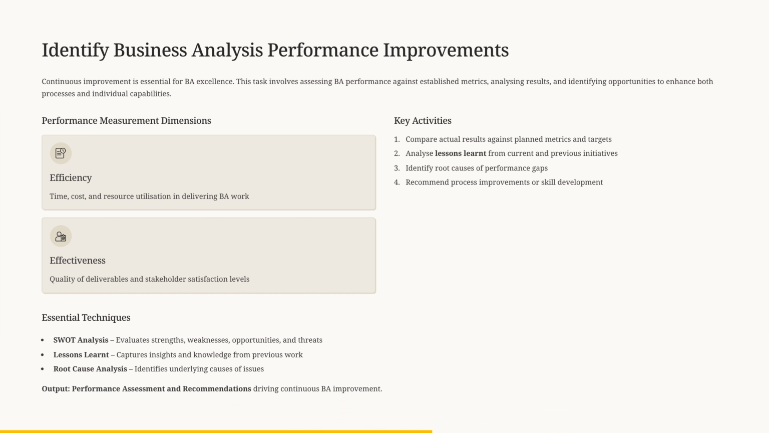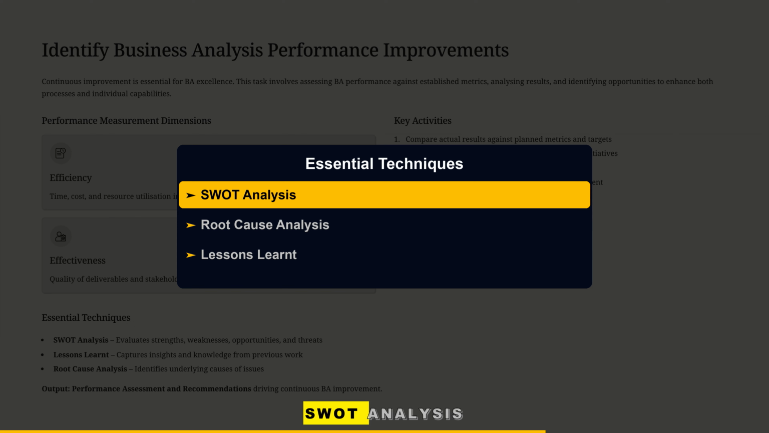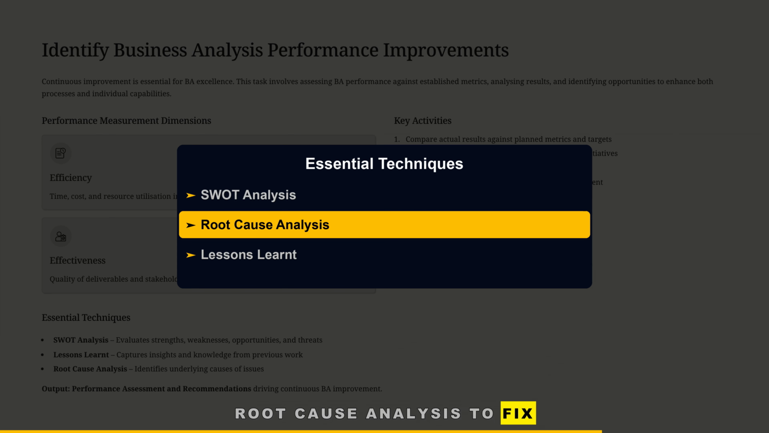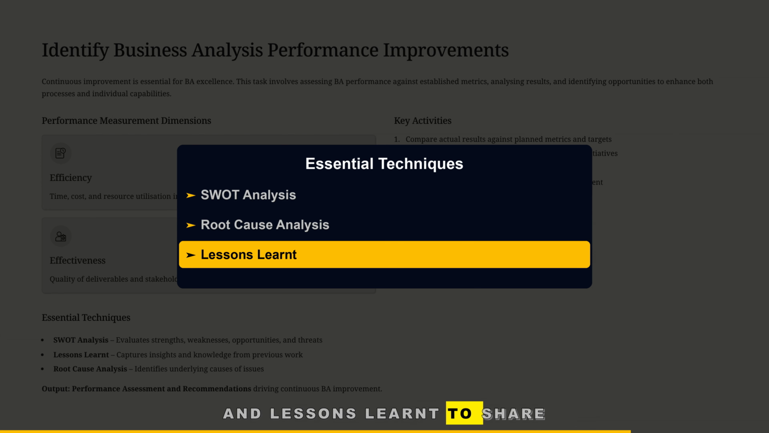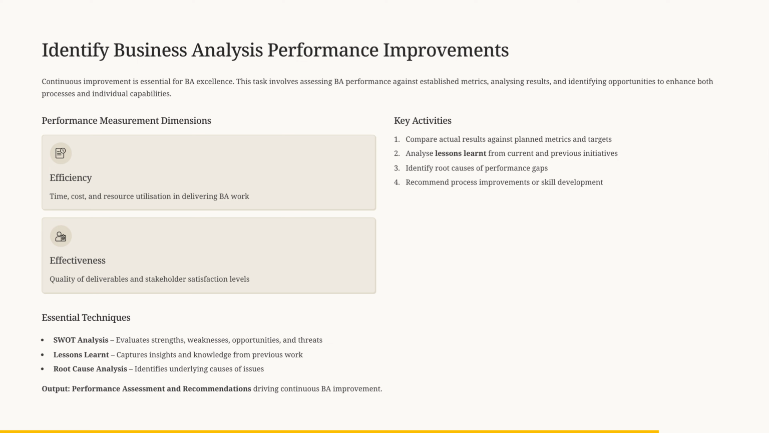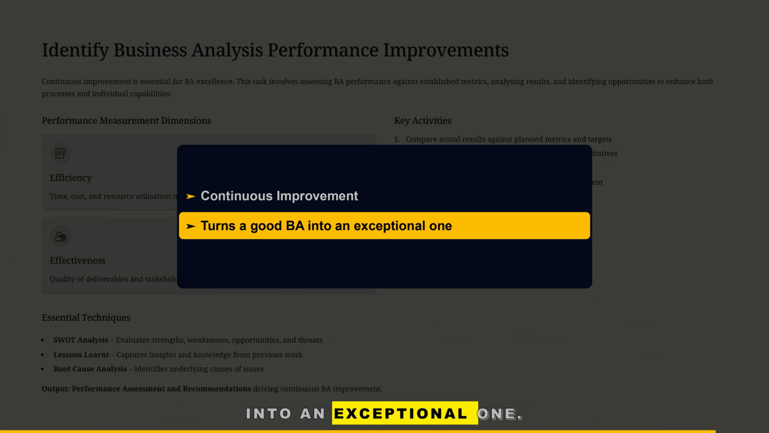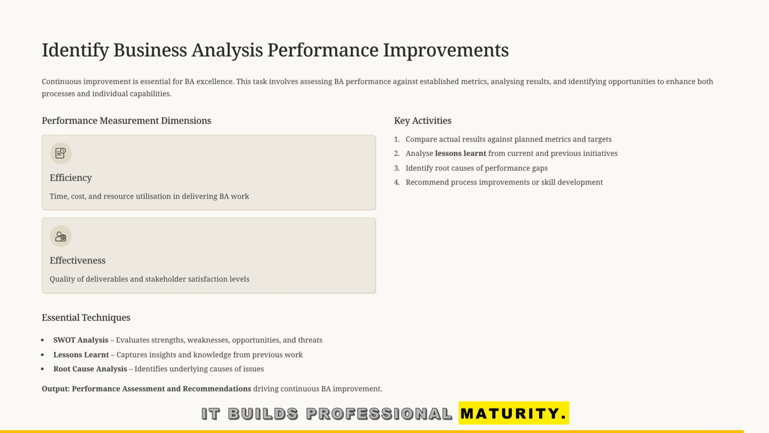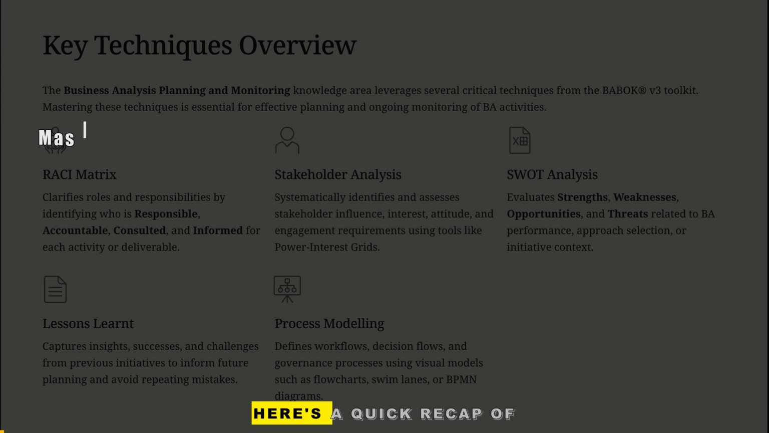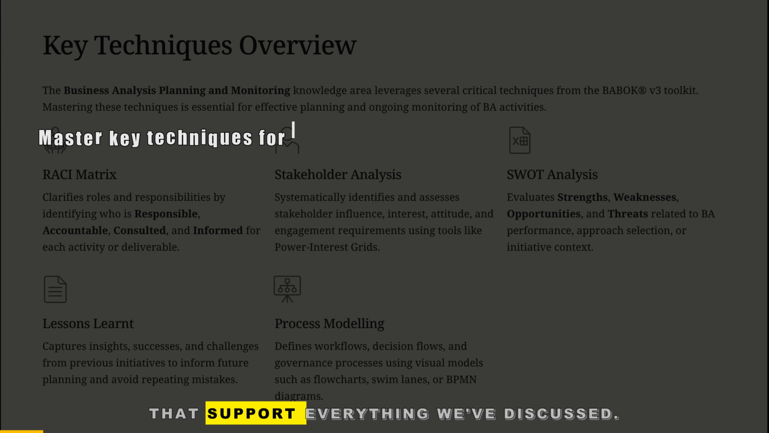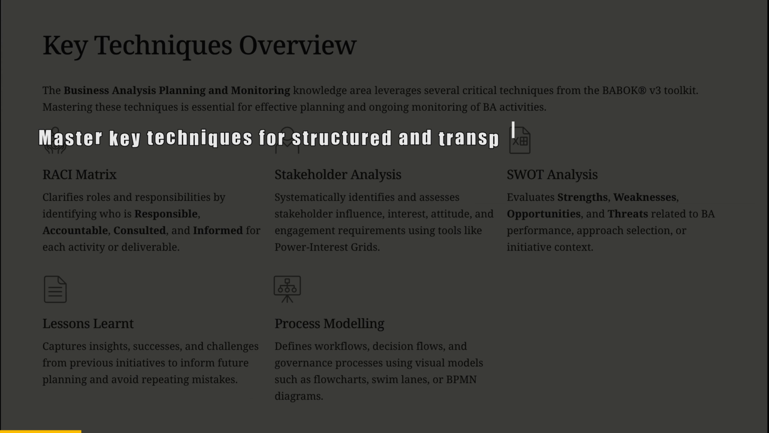That's low effectiveness. Or maybe you did great analysis, but spent double the planned time. That's low efficiency. So, BAs use tools like SWOT analysis to find strengths and weaknesses, root cause analysis to fix issues, and lessons learned to share knowledge across projects. Continuous improvement is what turns a good BA into an exceptional one. It builds professional maturity. Here's a quick recap of the key techniques that support everything we've discussed.